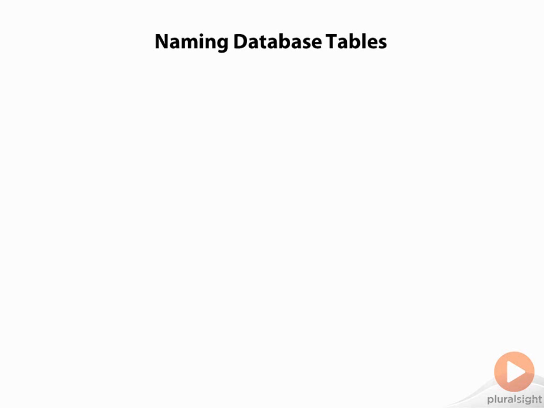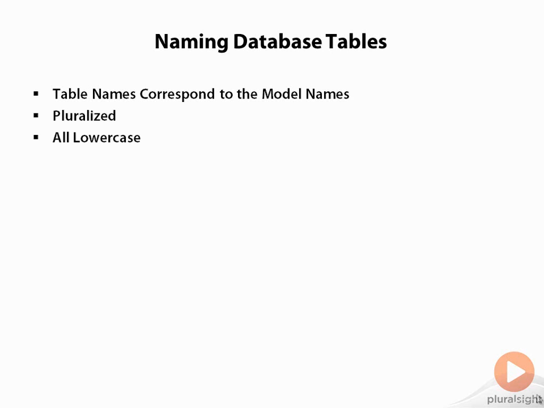When it comes to the naming convention in CakePHP for database tables, it's pretty straightforward. All the table names will correspond to the model name. The only difference is that the table name will be plural. All table names are lowercase. We also use the underscore to separate multiple words.